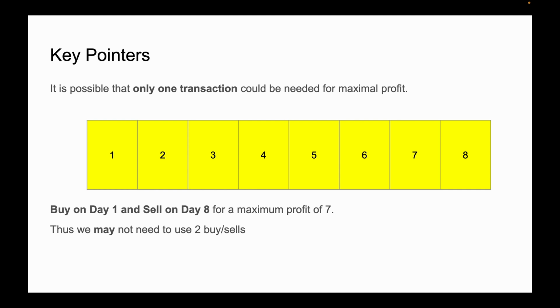Note that it is also possible for only one transaction to be required for maximal profit. In this example below, we can buy on day 1 and sell on day 8 for a maximum profit of 7. As such, we may not need to use 2 buy-sells entirely.